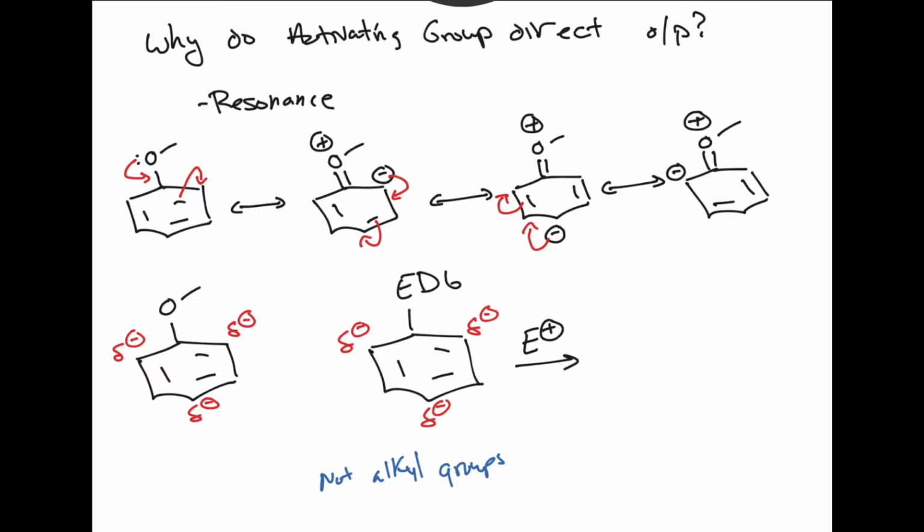So if you're an electrophile that wants electrons, you're going to go to the carbon that has the most electrons, right? That's where you're most likely to react. And so that's the ortho or the para position because they're slightly negative, right? The meta position is neutral, but the ortho and para positions are negative, so that's where the electrophile is going to go.